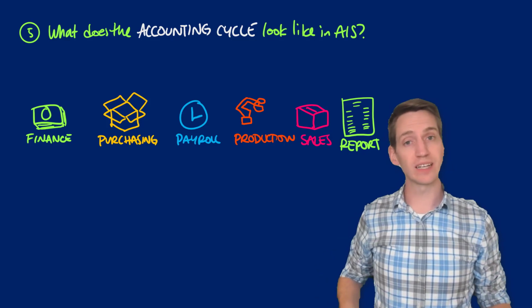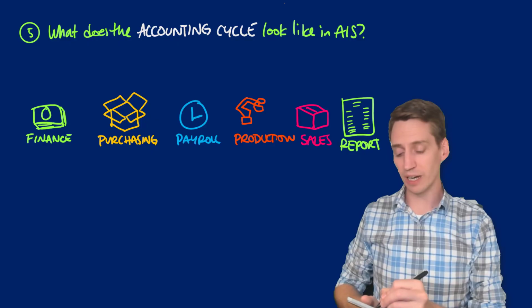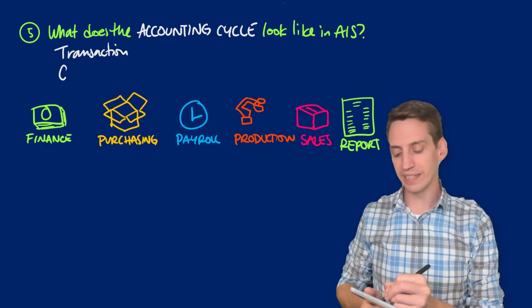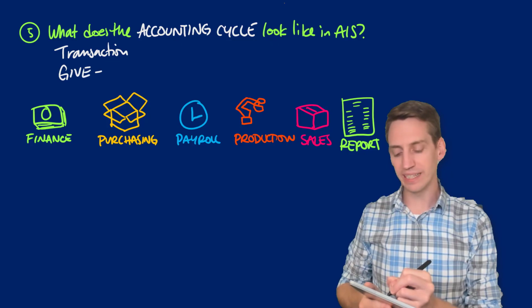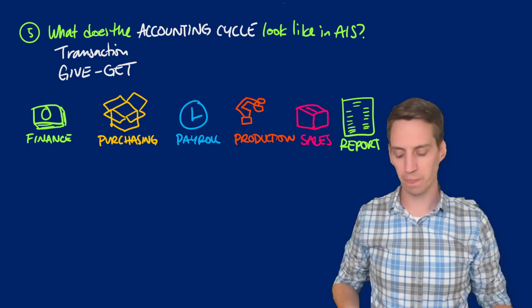So what does the accounting cycle look like in an accounting information system? The accounting cycle is all about transactions, where we give something and we get something in return. It's called a give-get relationship.